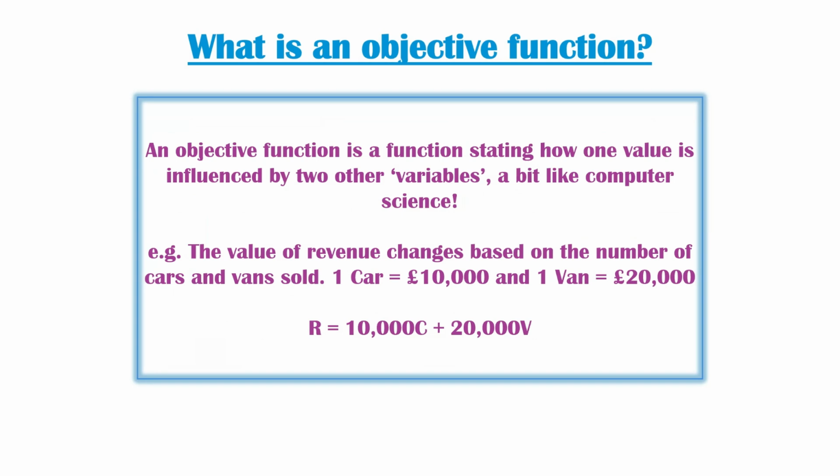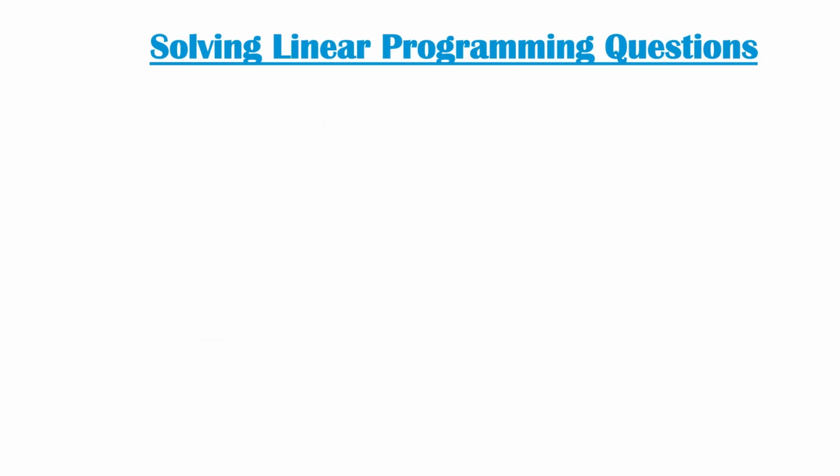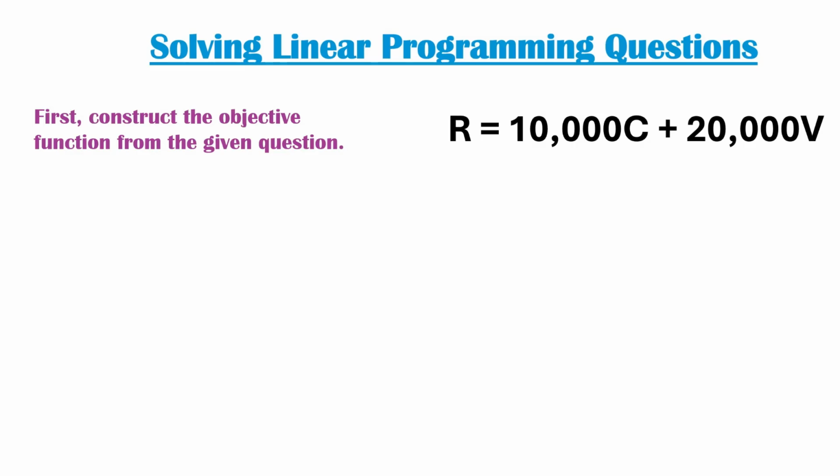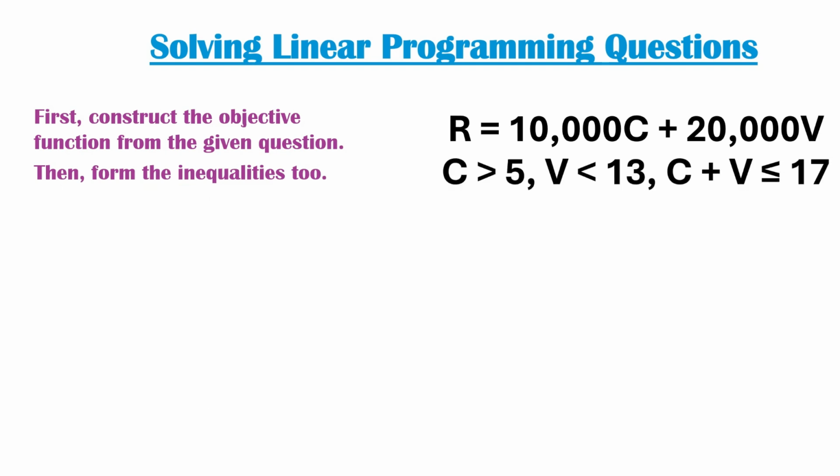Now a little bit more on objective functions just so you know what they look like. There's an example at the bottom there with the revenue being represented as R, cars and vans as C and V obviously, and then you multiply them by how much they cost. So that's basically what it looks like. So here's a bit of an example, just using the equation we had before. I don't have a proper question here right now, but here's just some example constraints, like C is greater than 5 or some of the others.